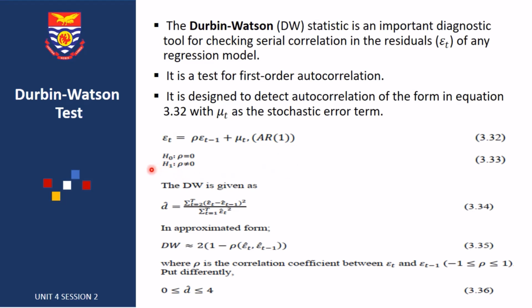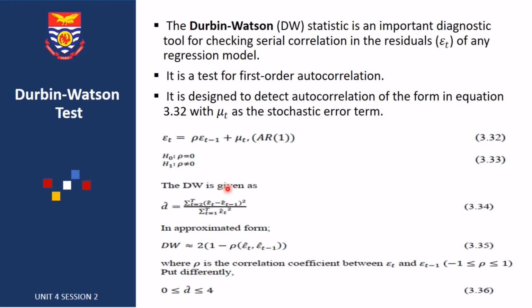The null hypothesis of the Durbin-Watson test is that there is no autocorrelation within the error term. So here we are saying that the correlation coefficient is equal to 0. That is the null hypothesis. But the alternative is saying the opposite, which is that the correlation coefficient is not equal to 0. So when we reject the null hypothesis, then we are confirming that there is autocorrelation among the residuals of the regression model.